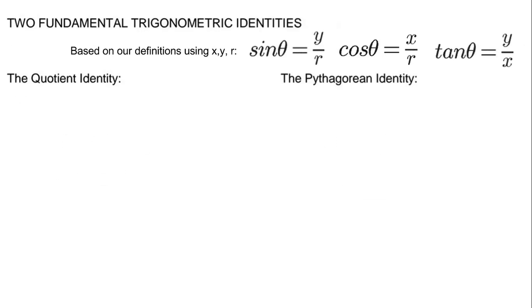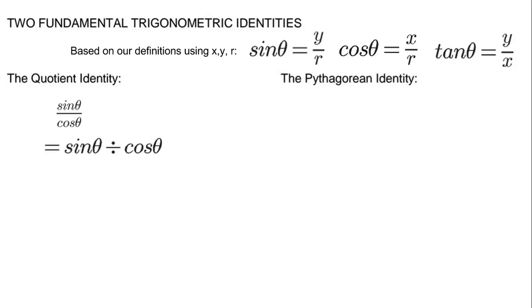Two fundamental identities that we're going to prove are the quotient identity and the Pythagorean identity. We're going to use what we know about sine, cos, and tan, the definition of those. And so the first one we're going to start off with is proving that tan theta equals sine over cos. So what we do is we start with one side, sine over cos, and we use the definitions we know, but putting it in a little bit nicer form, we write sine theta divided by cos theta.